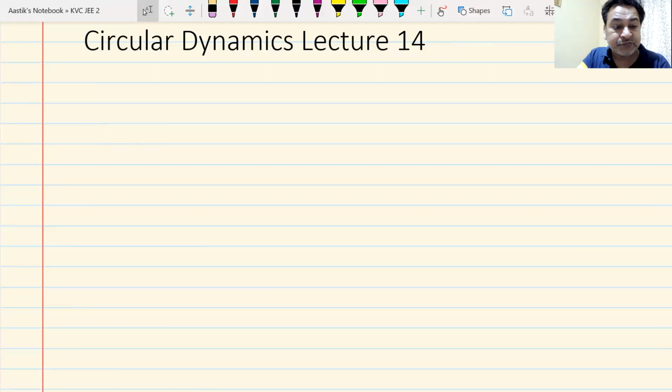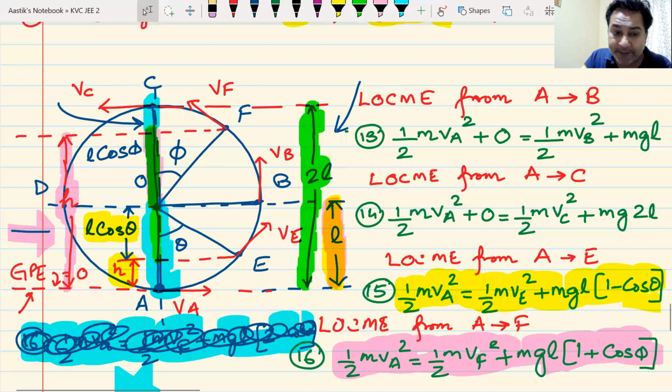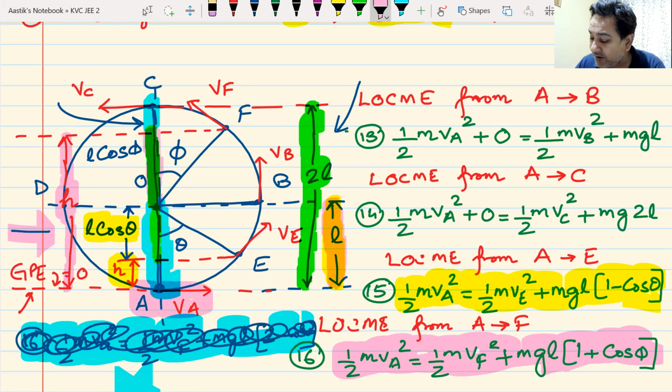And as I told you in the previous class, the most important factor that decides what type of motion this body will have depends on one thing and one thing only. What is that one thing? State point A. Yes, that is the most important and deciding factor: the velocity or speed at point A.